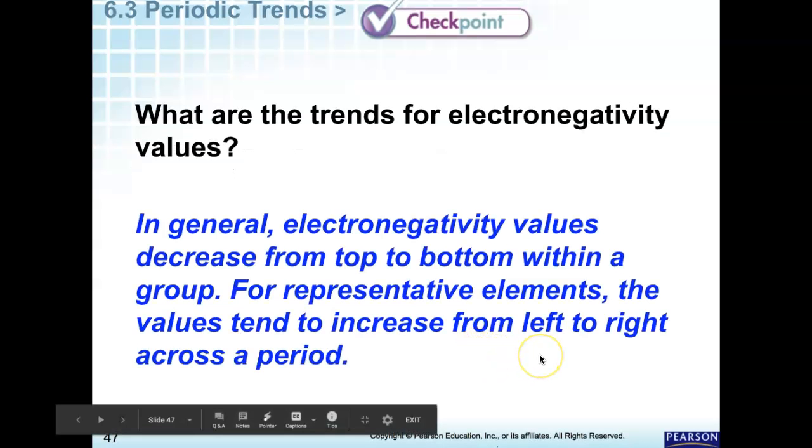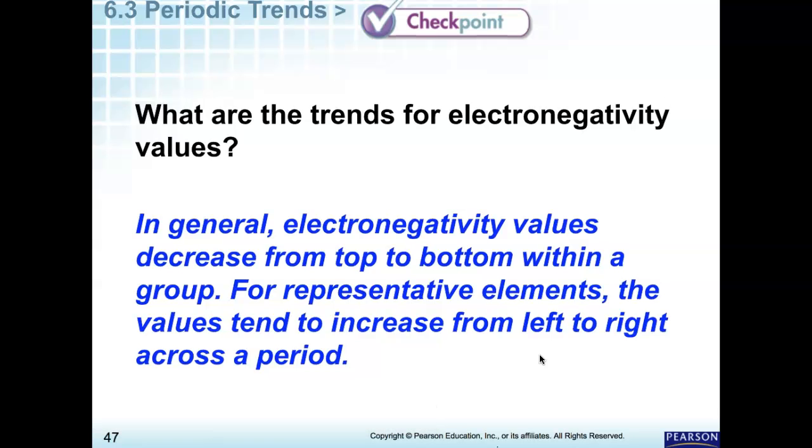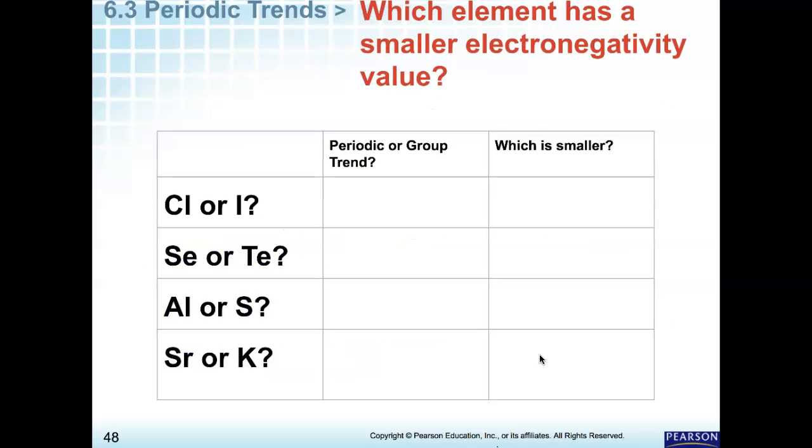So generally, electronegativity values decrease from top to bottom within a group. For representative elements, the values tend to increase from left to right across a period. And again, recognize that we don't really talk much about the transition and inner transition metals in this unit because they do things that are really variable. The trends don't really adhere. So be careful. I have asked which element has the smaller electronegativity value. So we're looking at which one has the lower electronegativity value.